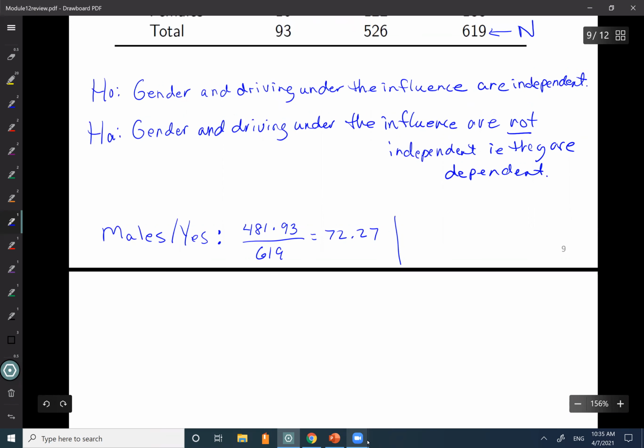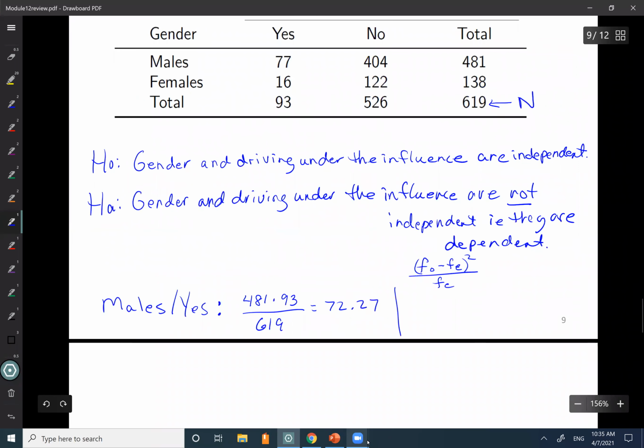Then we can get all the expected values, but I'm just going to put this down here. Now this will be the chi-square contribution. This is going to be the observed, f0, subtract the expected, squared, divided by the expected, right? We want that contribution. So now we can plug that in. The number of males that said yes is 77. You can see that from the table. So it's going to be 77 subtract our expected value, 72.27.